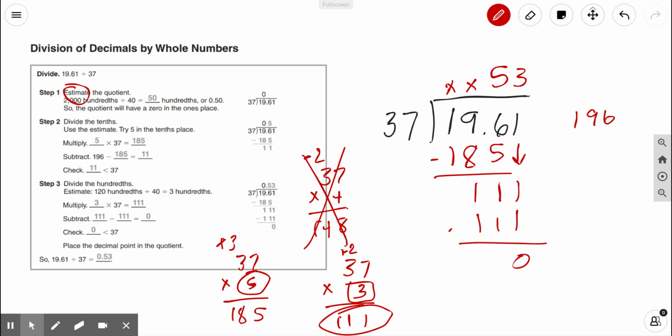Okay. So now the very last thing that I need to do is that I need to push my decimal up, and I now have an answer of 53 hundredths, and that would look like this. That's how I would write it.